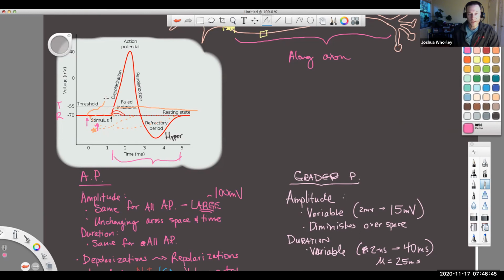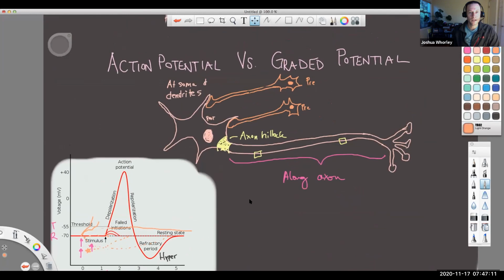You could also have spatial summation of graded potentials. So you could have two occurring right here, at the same time, but in slightly different locations. If those sum together to threshold, then that would be spatial summation. You can see that if we look here, how that would happen.